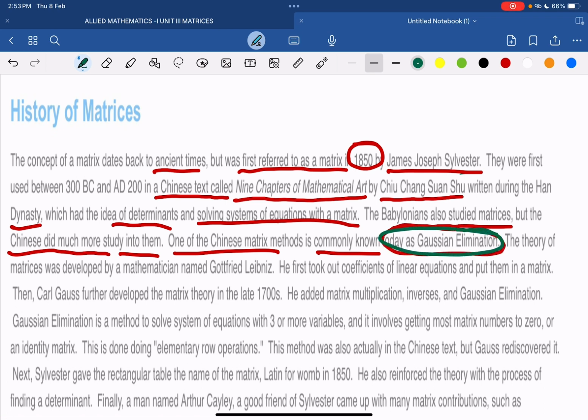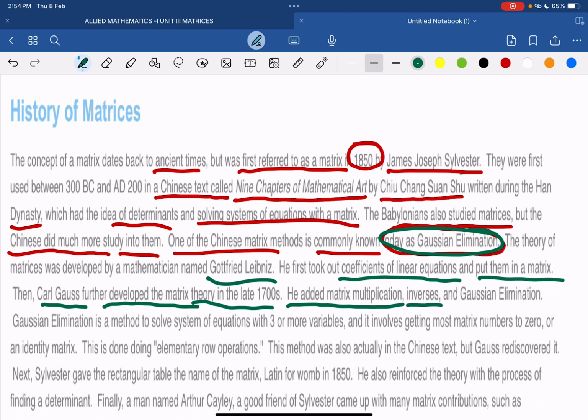This method can be used in higher order. The theory of matrix was developed by the mathematician Gottfried Leibniz. He first took out the coefficients of linear equations and put them into a matrix. Then Carl Gauss further developed the matrix theory in the late 1700s. He added matrix multiplication, inverse, and Gaussian elimination.